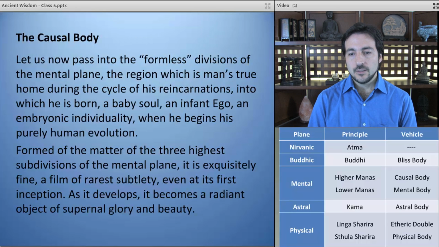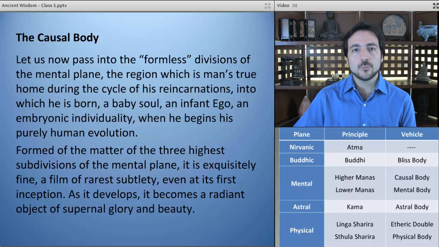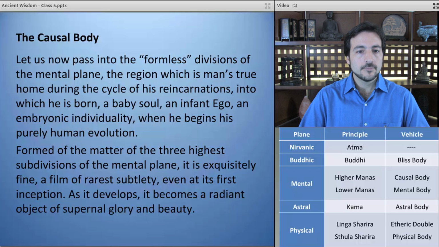The causal body. So now we are going to explore the vehicle of expression of the soul itself, that is on the higher mental plane. Let us now pass into the formless divisions of the mental plane, the region which is man's true home during the cycle of his reincarnations, into which he was born, a baby soul, an infant ego, an embryonic individuality, when he begins his purely human evolution.